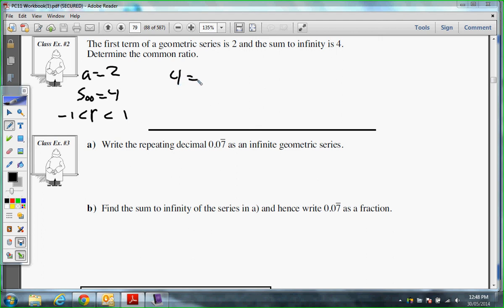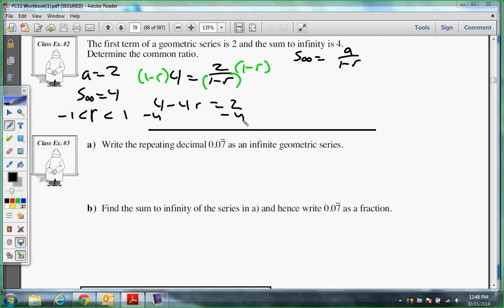So let's set up our formula. Remember, sum to infinity is a over 1 minus r. So I'm going to set that up, 4 equals a over 1 minus r, and solve for r. To get rid of this fraction, I'm going to multiply 1 minus r to both sides. That's going to give me 4 minus 4r equals 2. Minus 4, minus 4. Negative 4r equals negative 2. And then divide by negative 4. Our common ratio is 1/2.